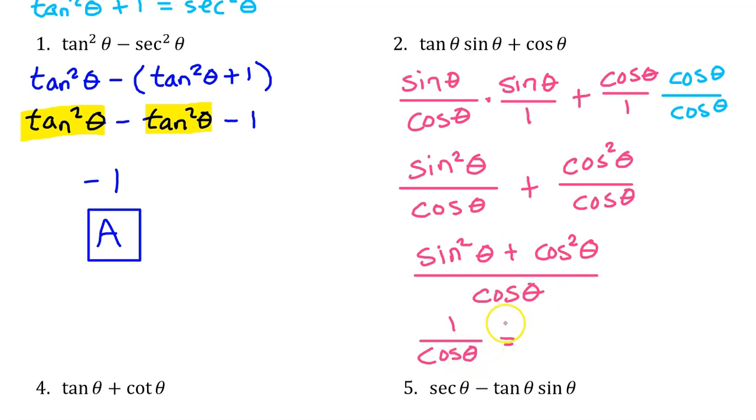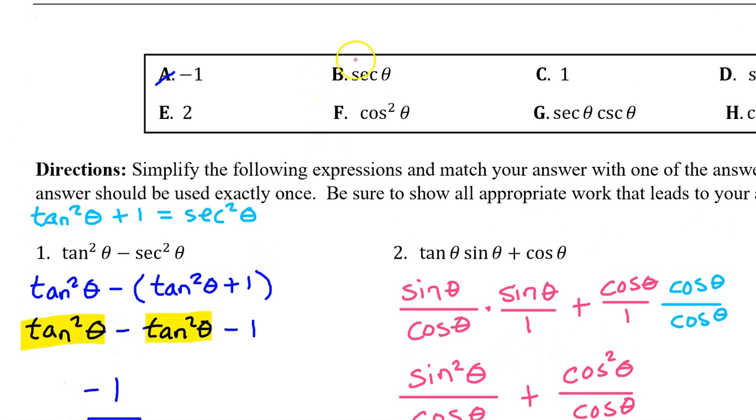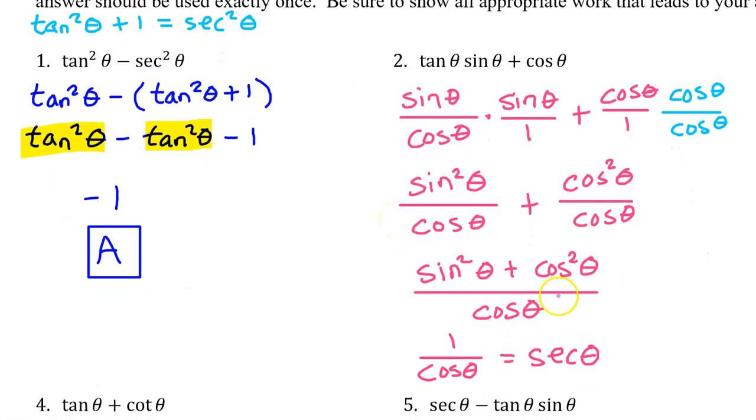Okay, I'm out of space here, so I'm going to go horizontal. We know that 1 over cosine theta is secant theta. So let's see if secant theta is one of the options. There it is. It's option B. So that's the answer to number 2.